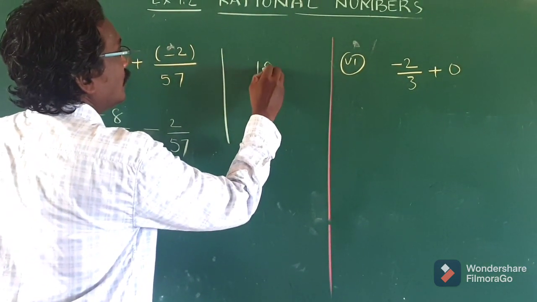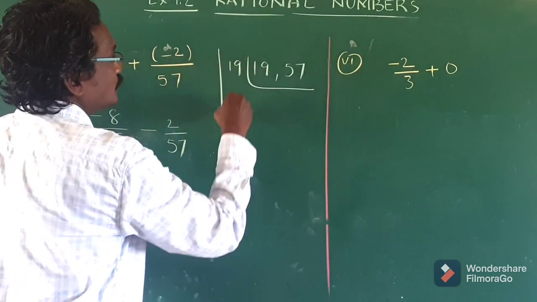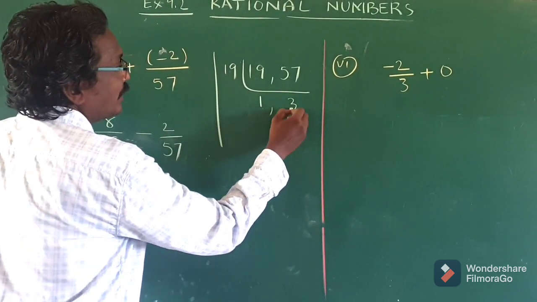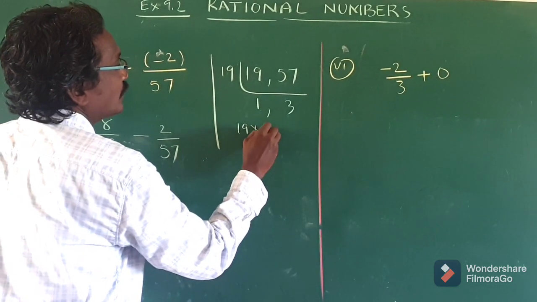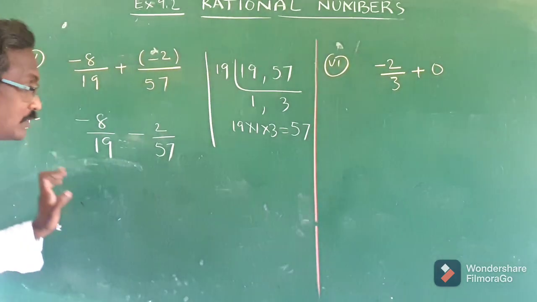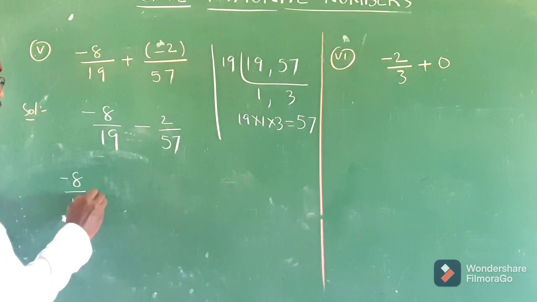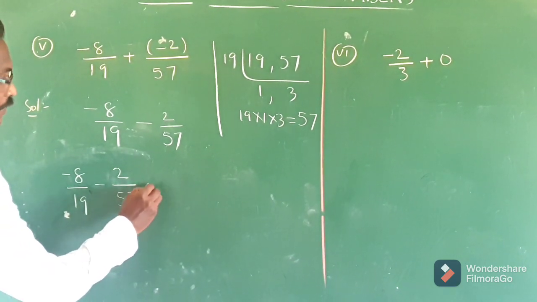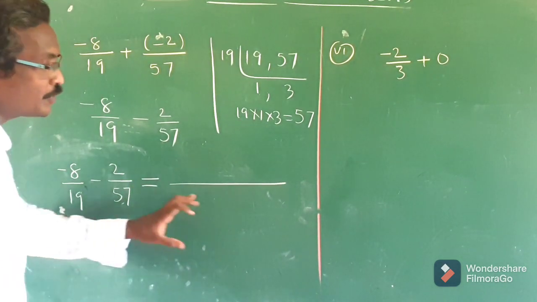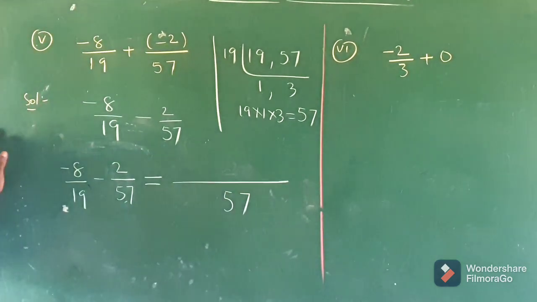See, 19, 57. This 19 table is possible. 19 table one time, 19 table 3 times. Now 1 and 3 not possible. So 19 into 1 into 3. So 19 3s are 57. Okay. Now see, write 8 by 19 minus 2 by 57, equals symbol, division bar. Now here what do we have to write? We have to write LCM 57.